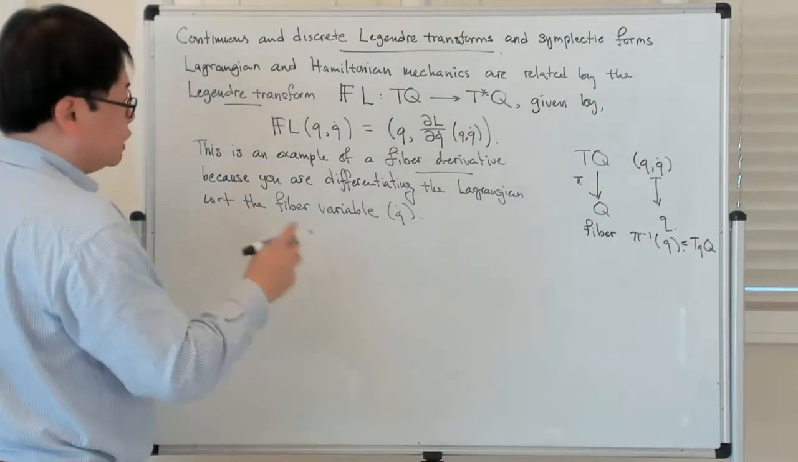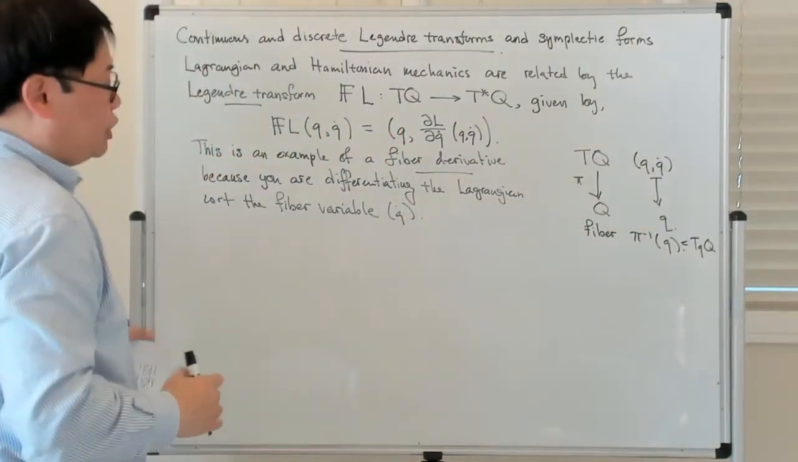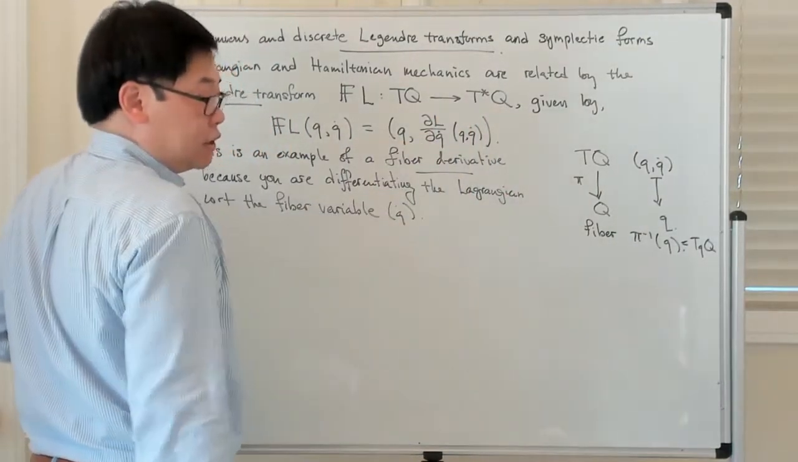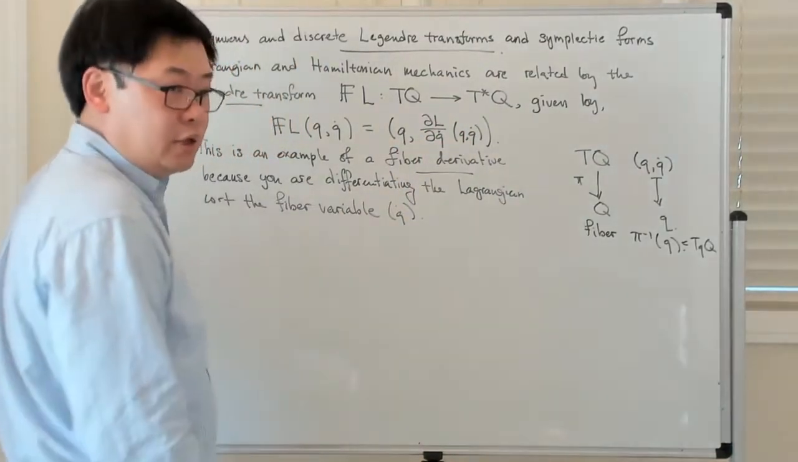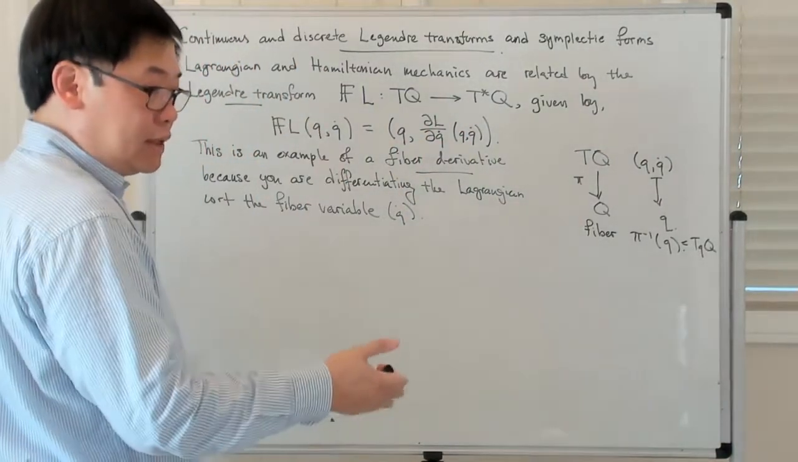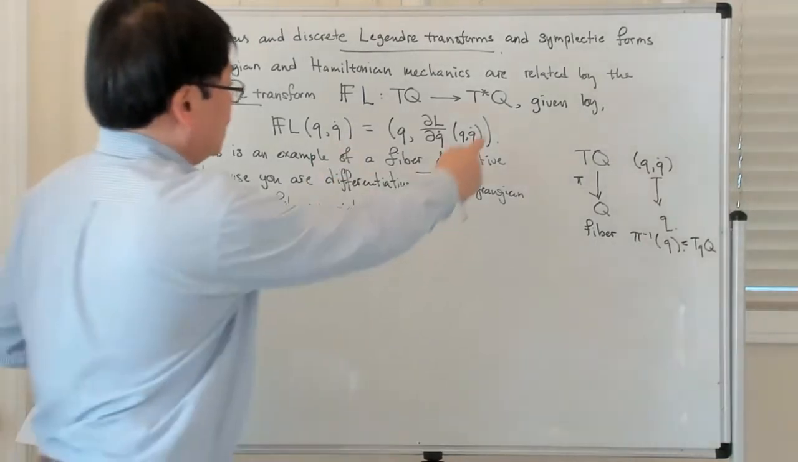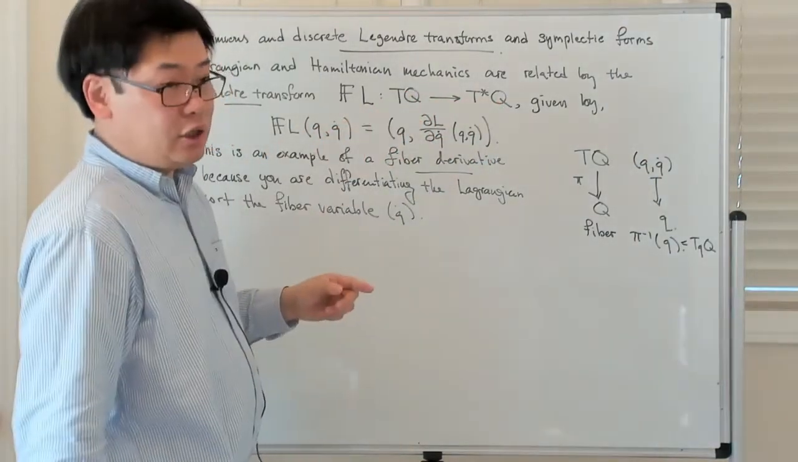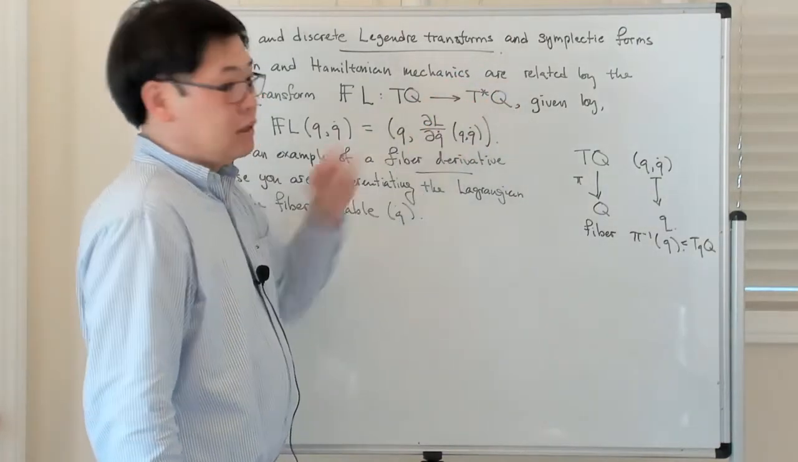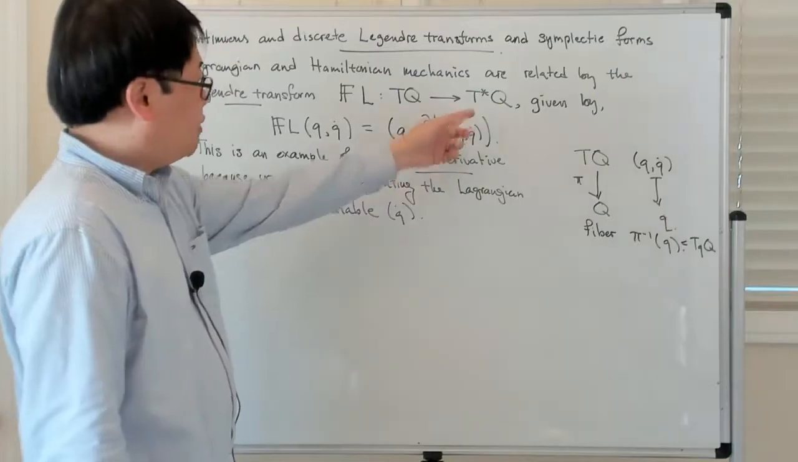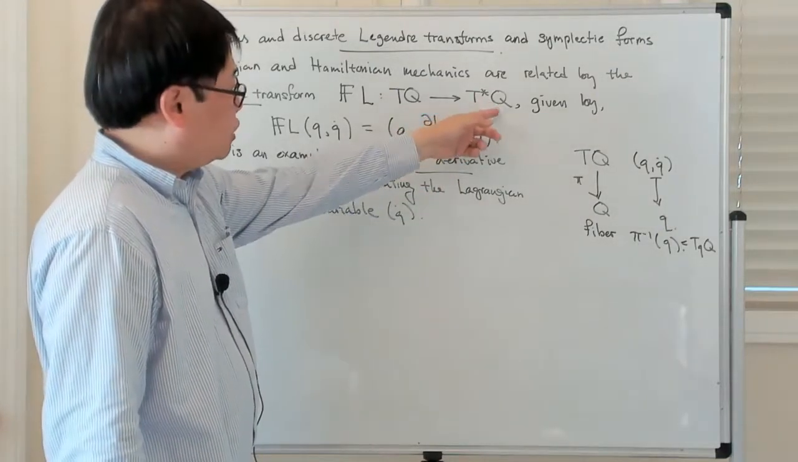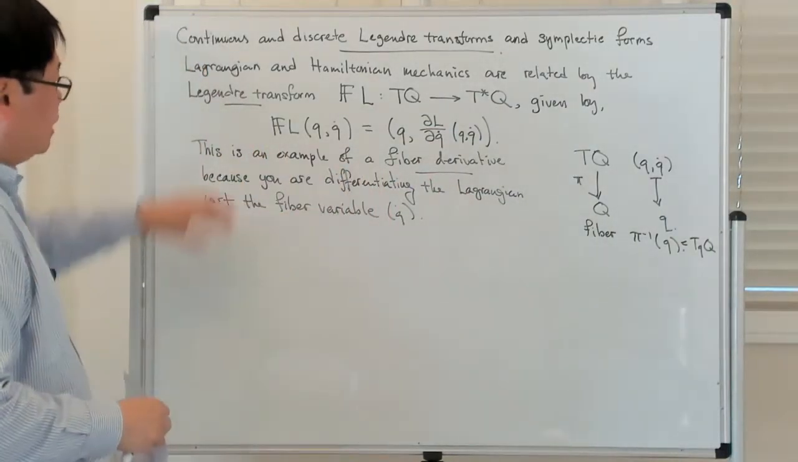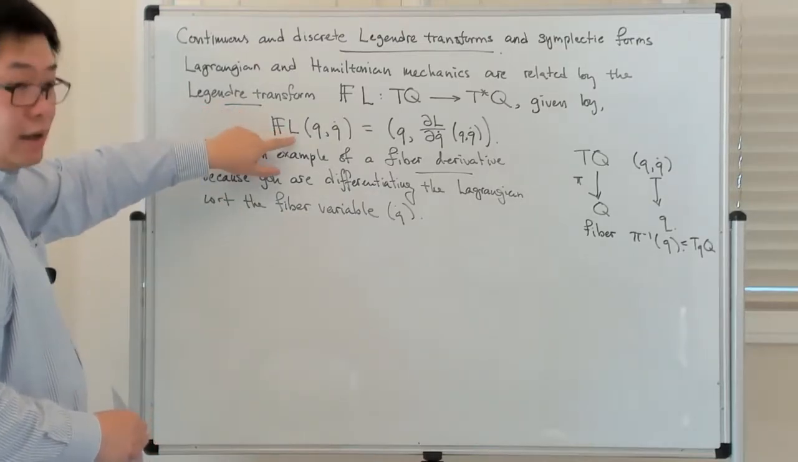Here we viewed the tangent bundle as a fiber bundle over Q. You could do the same thing for T star Q, which has coordinates position and momentum, and will project down to just the position variables, with the momentum variables as the fiber variables. If you had a Hamiltonian defined on T star Q, you can talk about a fiber derivative of the Hamiltonian, which involves taking the partial derivative of the Hamiltonian with respect to the momentum variable. That's going to be the inverse map associated with the Legendre transform defined in terms of the Lagrangian.